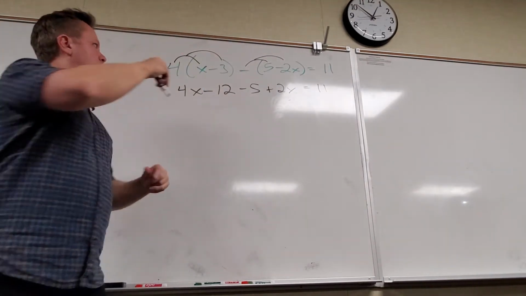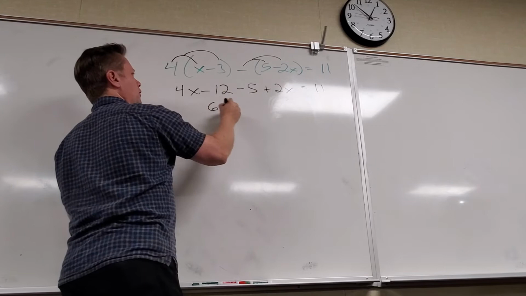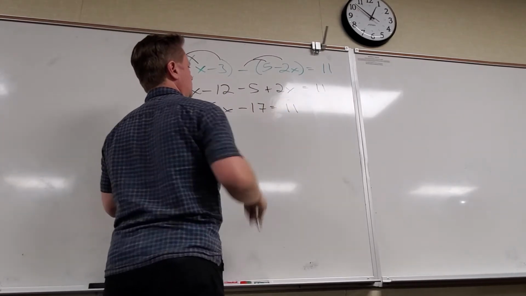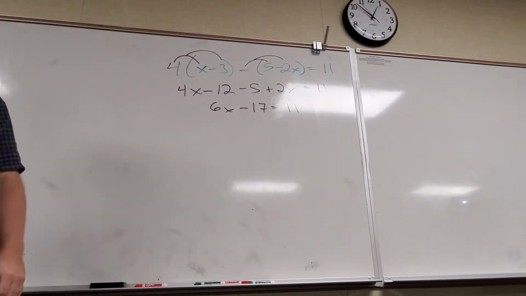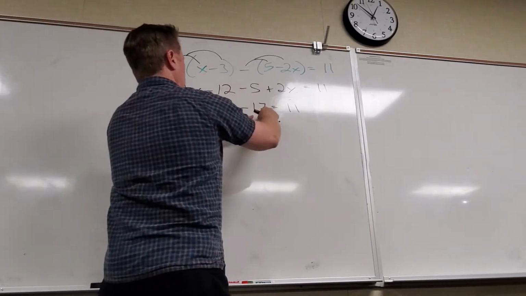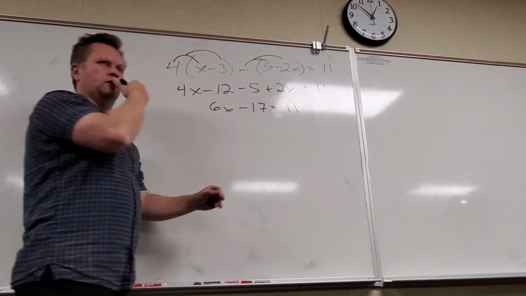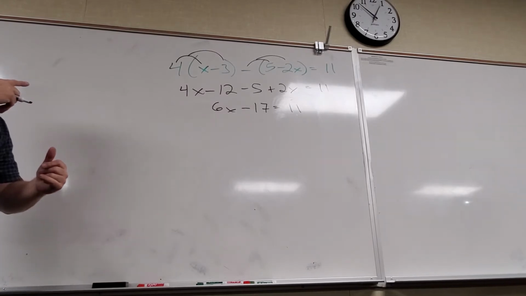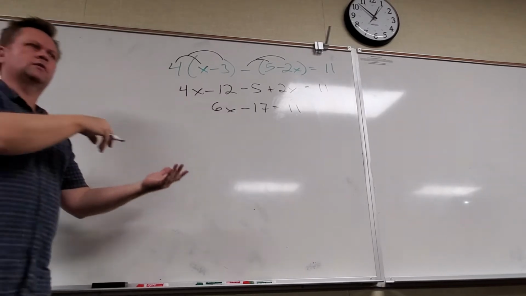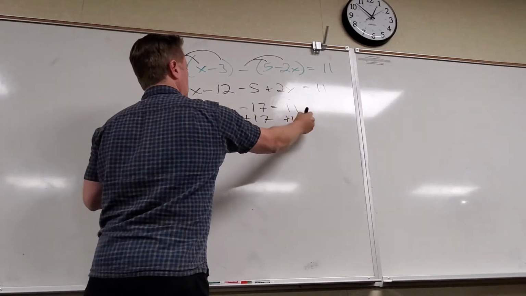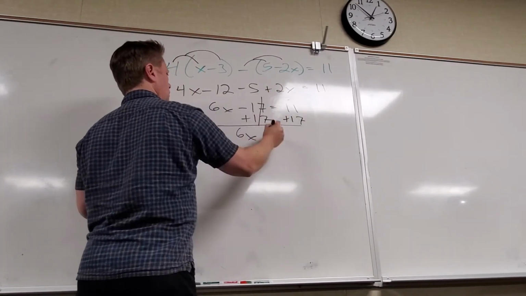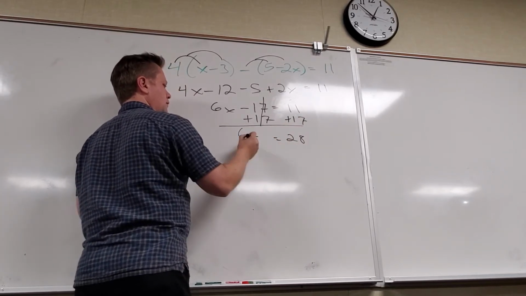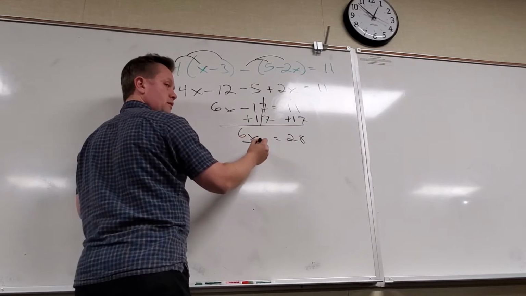They're together already. So what is 4x plus 2x? 6x. And what is -12 minus 5? I like it. Right, so those go together, equals is still here, 11 is still there. Then you add 17, because it is subtraction, so I can cancel it. 6x equals 28. Divide. 6x, you divide by 6.